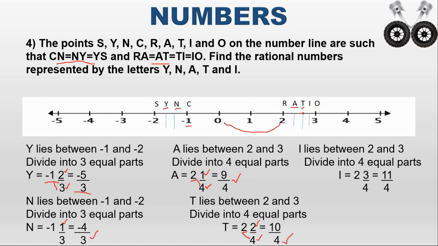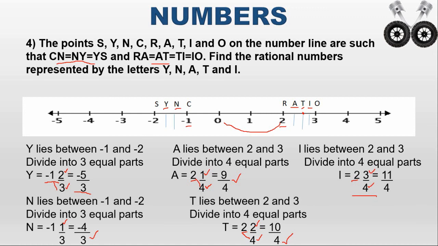So next one, I. Where the I lies, it lies between 2 and 3. It is divided into 4 equal parts. Now you can write the mixed fraction. The number 2 lies nearer to 0, so it can be written as the whole part. Then where the I lies, it lies in the third part. So it can be written in the numerator. It is divided into 4 equal parts. That can be written in the denominator. So the mixed fraction is 2, 3 by 4.